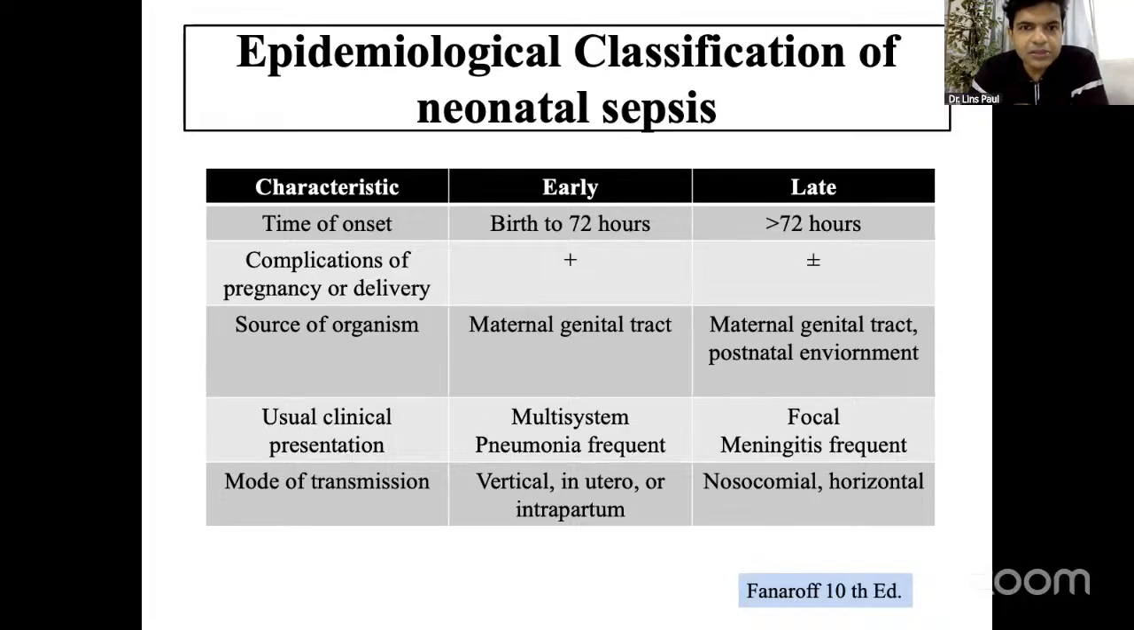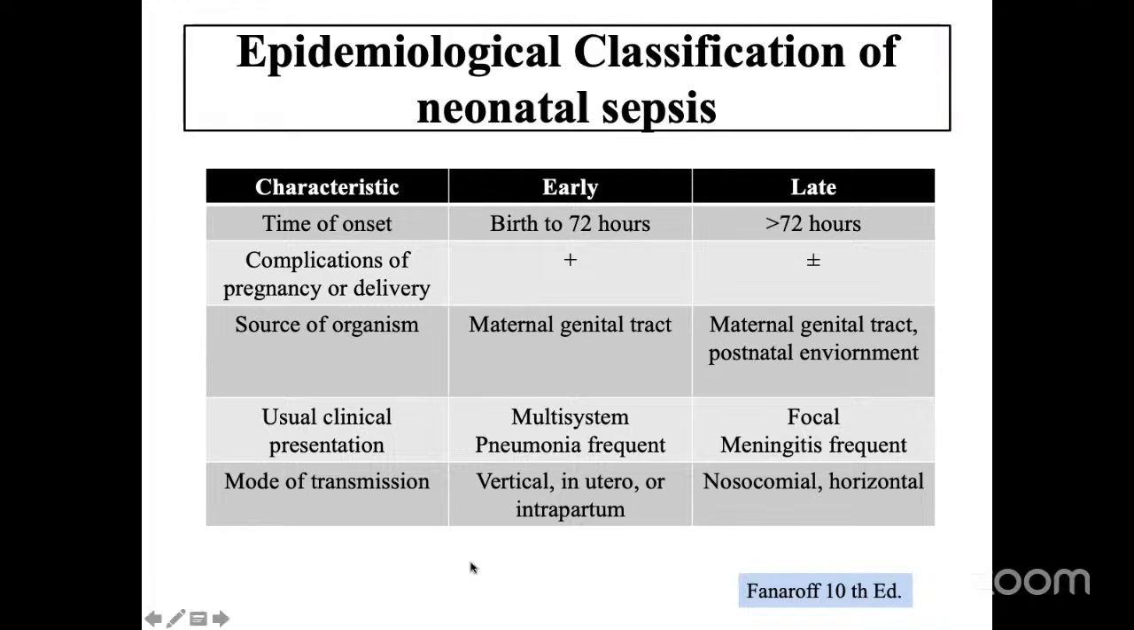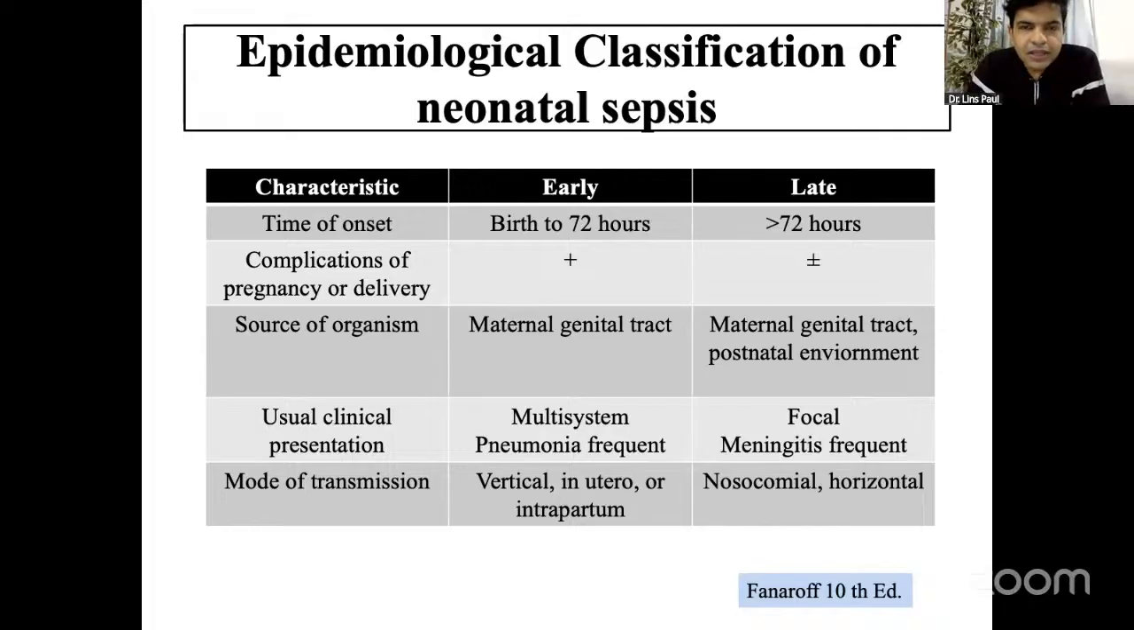Early onset neonatal sepsis is mostly from the maternal environment, that is the maternal genital flora, which is the main source of infection. In late onset, the maternal genital tract is definitely an important cause, but the most important thing is the postnatal nursing environment. Presentation-wise, early onset is mostly multi-system, whereas late onset is mostly focal. Early onset mostly presents as pneumonia, whereas late onset mostly presents as meningitis.